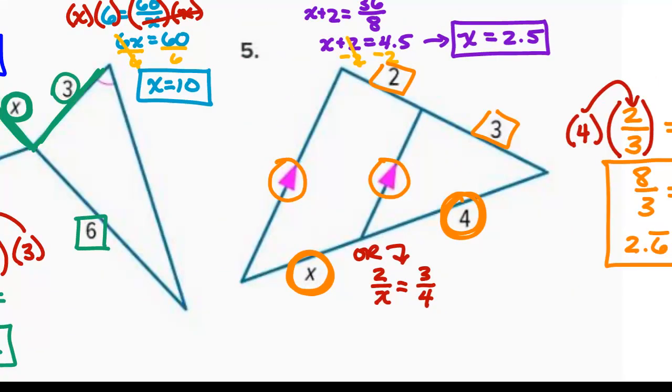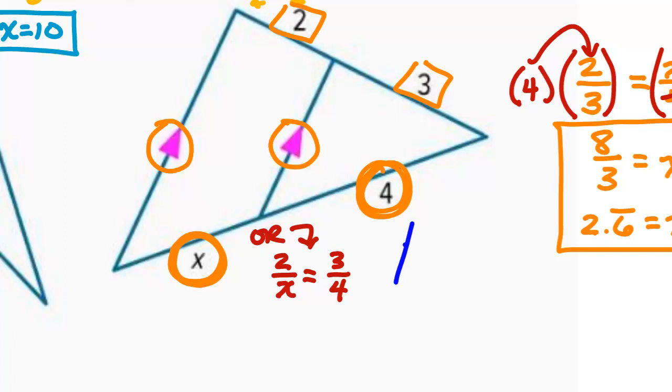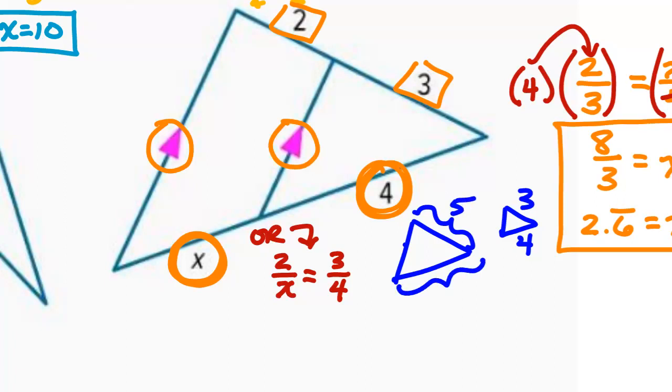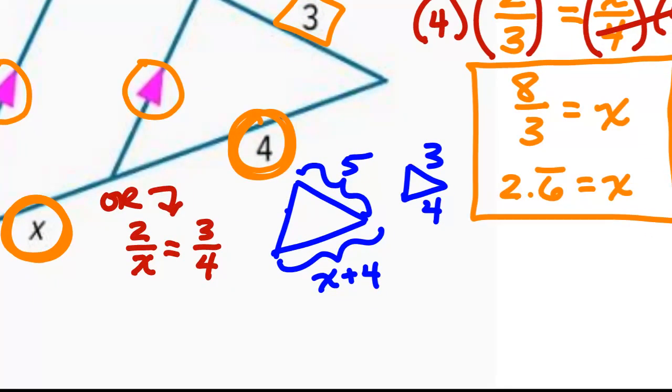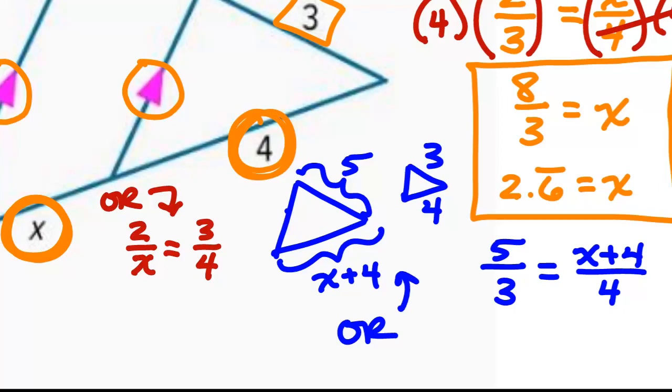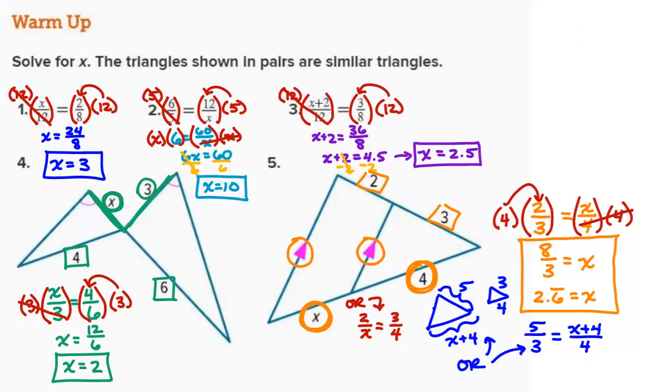Or the other thing that you could do is you could separate it into 2 separate triangles. If you had the larger triangle and the smaller triangle, this would be 3, this would be 4. This entire side over here would be 2 plus 3, so that would be 5. And this side down here would be x plus 4. So you could set up a fraction that was 5 over 3 equals x plus 4 over 4. So that's, again, just off the top of my head, 2 other correct ways that you could set up and solve this problem.